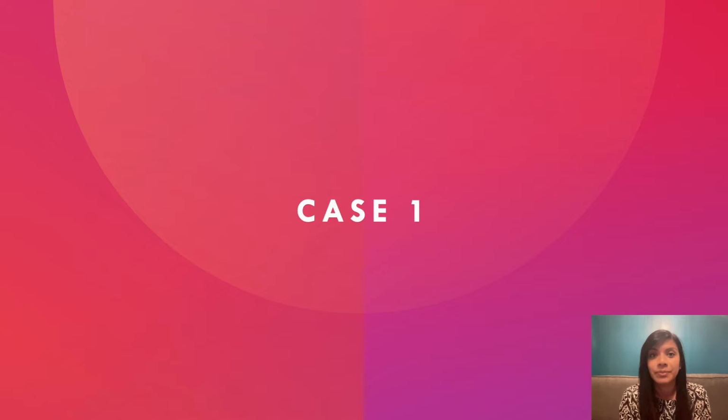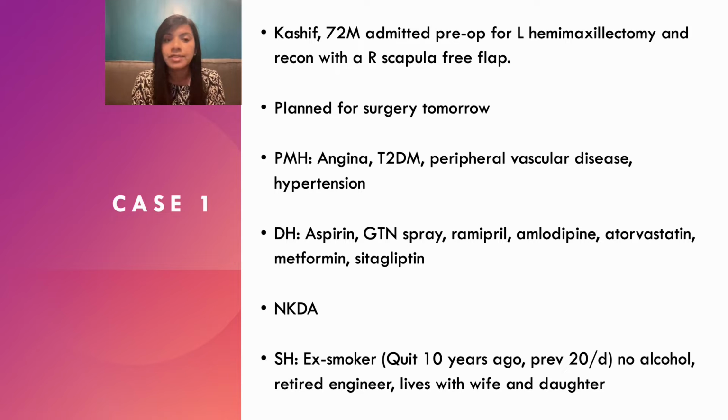So here's case 1. We have Kashif, who's a 72-year-old male being admitted preoperatively to have a left hemimaxillectomy and reconstruction with a right scapular free flap. For patients due to have this sort of major surgery, we often admit them the day before so we can ensure that all of their pre-op investigations and management are in place. He is planned to have the left-hand side of his maxilla removed due to a cancer, and reconstruction with a scapular free flap, which is taken from the shoulder. He's going to be planned for surgery tomorrow.